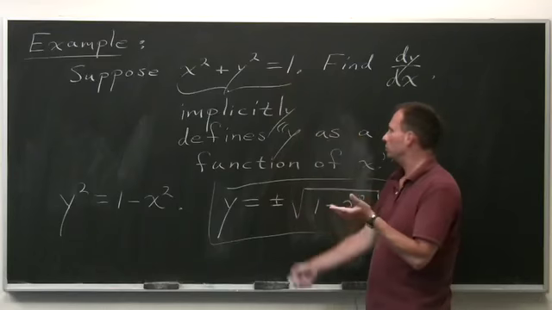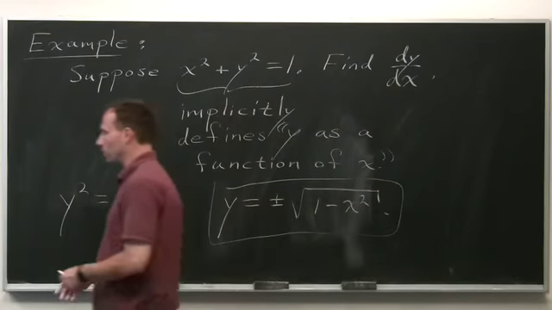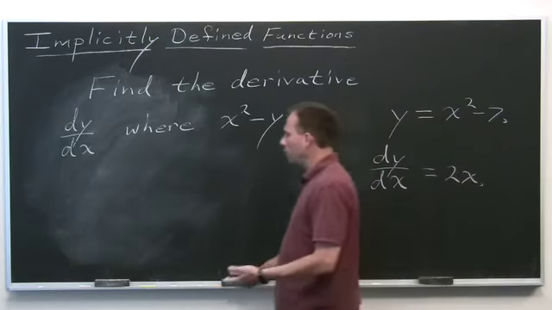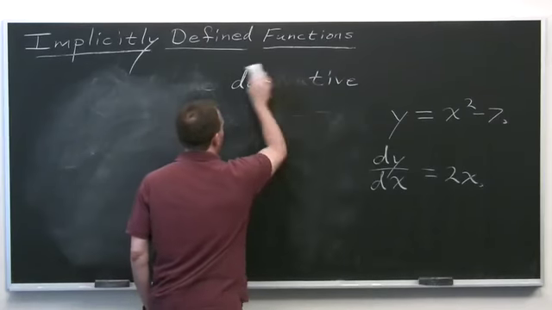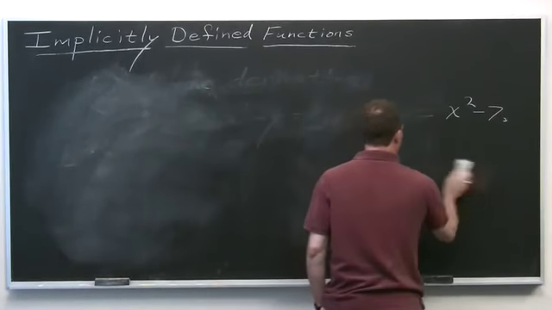If you graph this, you should know what the graph of x squared plus y squared equals 1 looks like. What you get is a circle of radius 1 centered at the origin, so the unit circle.